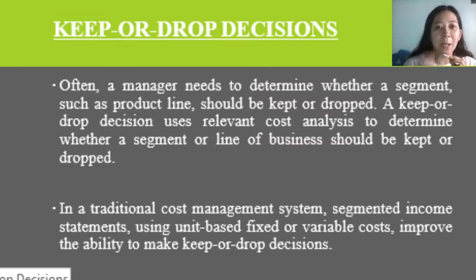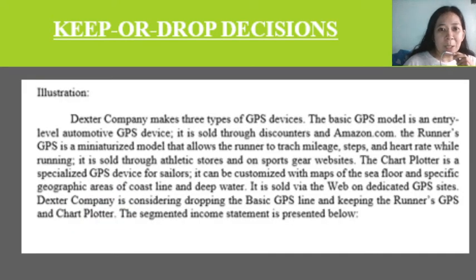Okay, so again here, the decision being faced by the company is either to shut down a particular product line or segment that is not gaining anymore, or to continue, okay, that line or segment. So to illustrate, we will use this example for Dexter Company. So here, it makes three types of GPS devices.